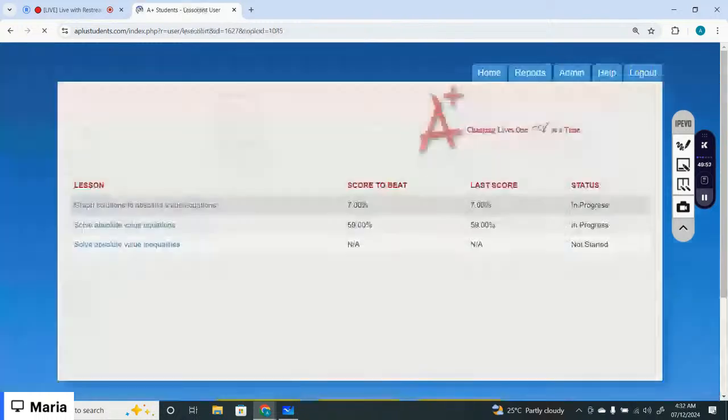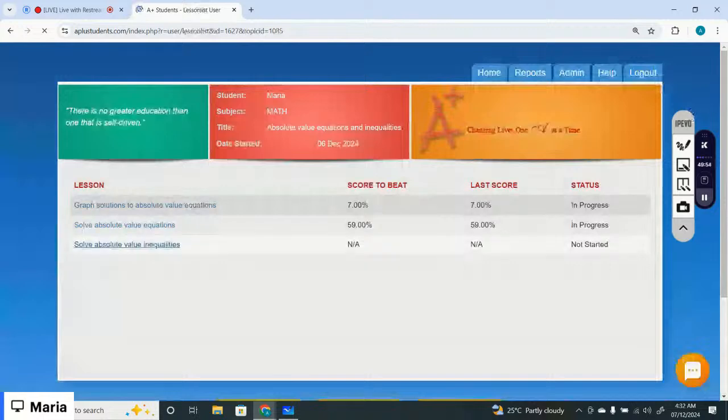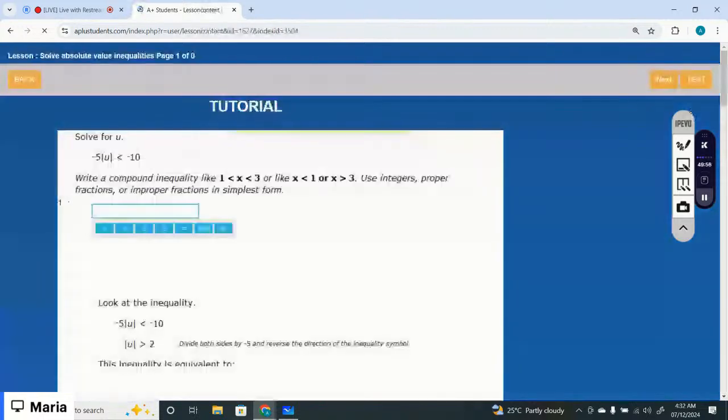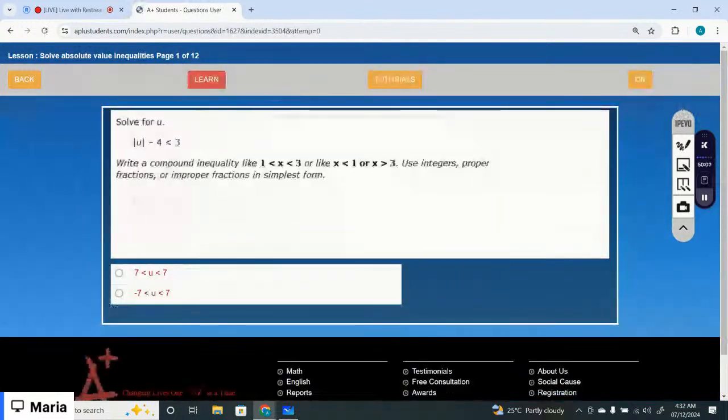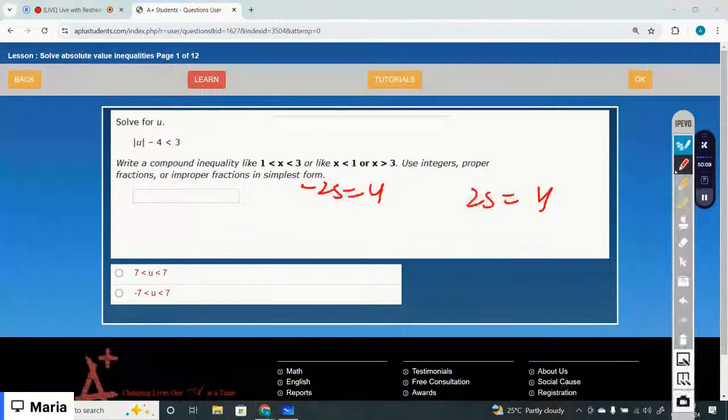Let me just move on to the next lesson, that is solve absolute value inequalities. Let's just start with the test questions. Let's see how we solve this. That is absolute value of u minus 4 is less than 3. So you have two values.